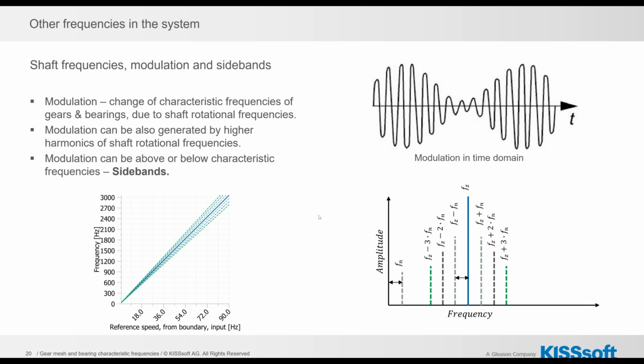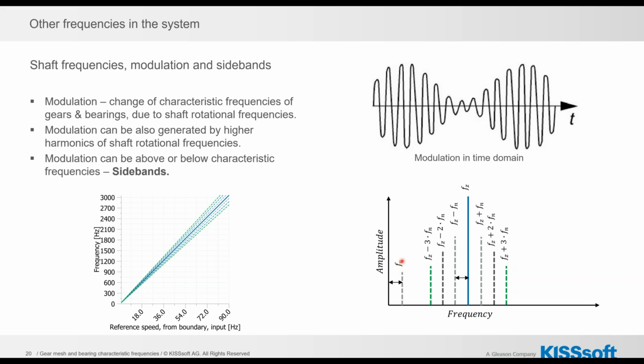Now, coming to the third topic of today's webinar, the other frequencies in the system. So, as mentioned previously, there can be some modulation of the characteristic frequencies of gears and bearings, and this is usually due to the shaft rotational frequency. This modulation can also be generated by higher harmonics of the shaft, and the modulation can be above or below characteristic frequencies. So this means that there are some sidebands.